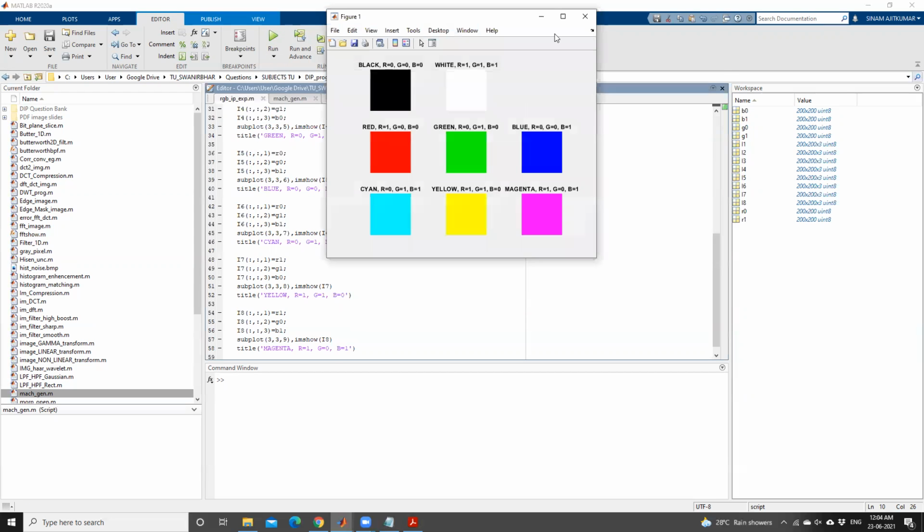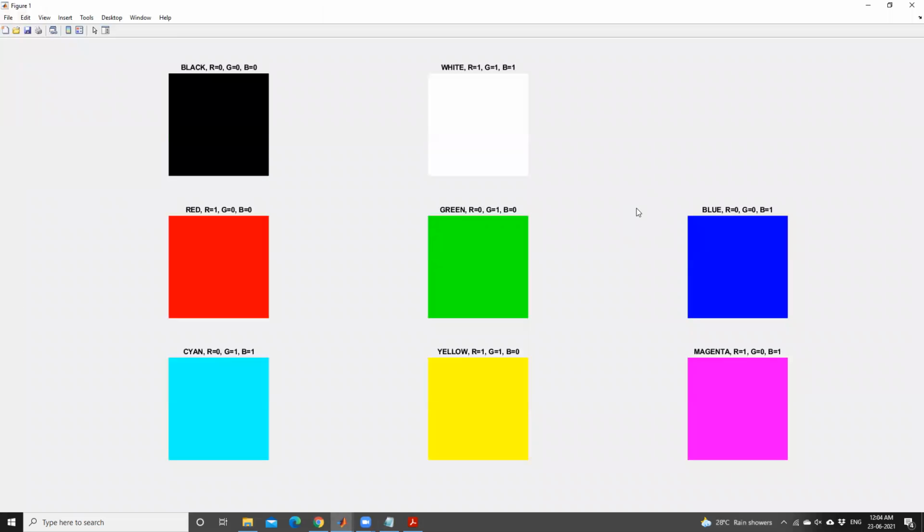Just to show you, this is how the things are: black, red, green, blue. So black and white are the all zeros and all ones. Here only red, only green, only blue. Here everything except red, everything except green, and everything except blue is generating this set of colors.